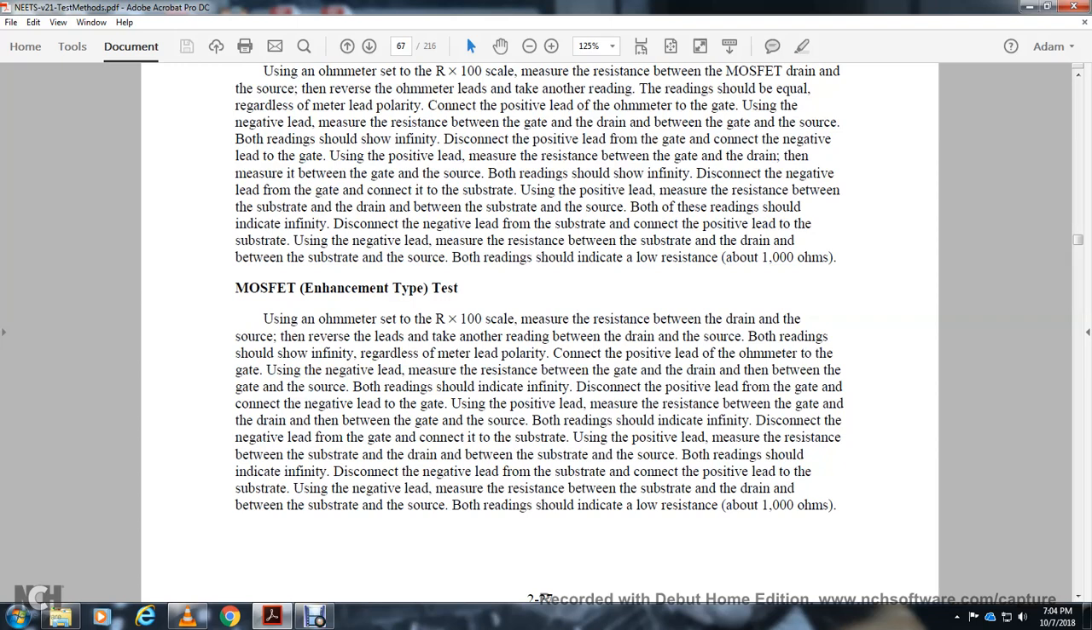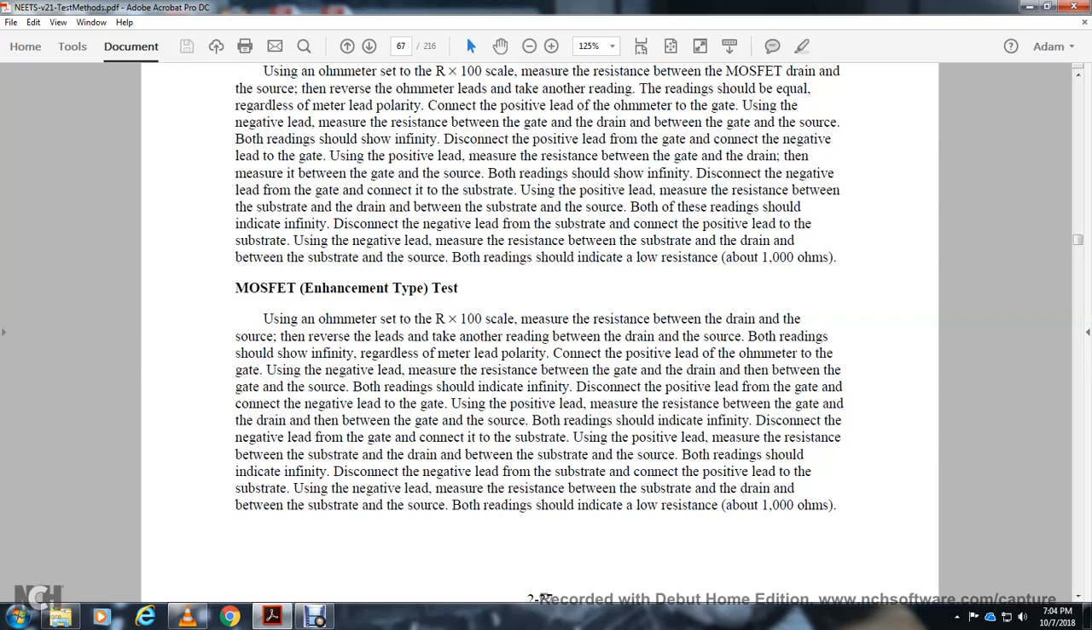Both readings should indicate infinity. Disconnect the positive lead from the gate and connect the negative lead to the gate with the positive lead. Measure the resistance between the gate and the drain and between the gate and the source. Both readings should indicate infinity. Disconnect the negative lead from the gate and connect it to the substrate. With the positive lead, measure the resistance between the substrate and the drain and between the substrate and the source.